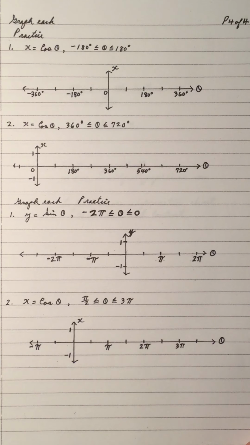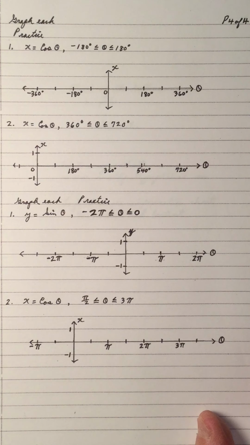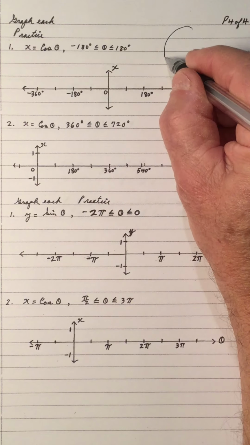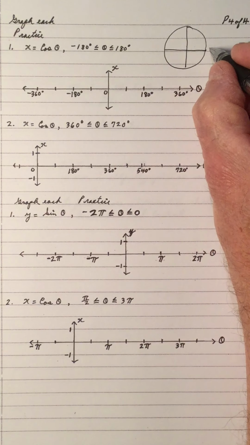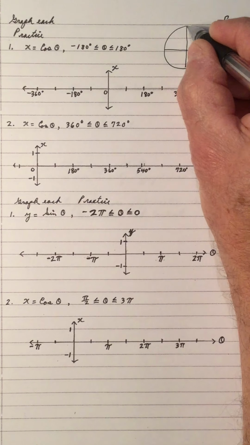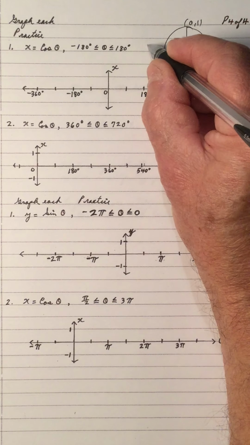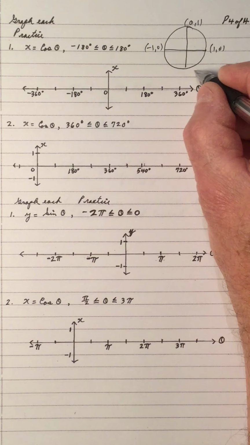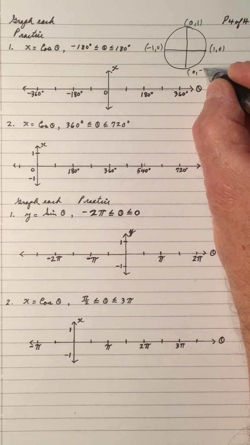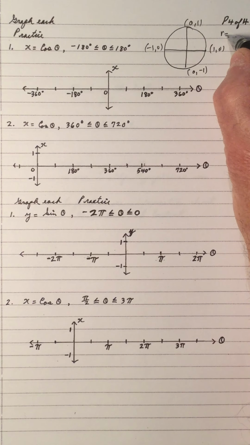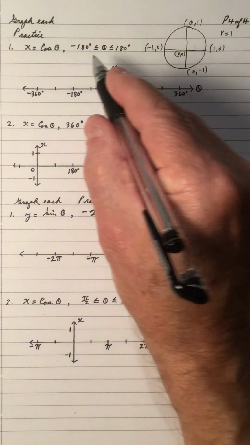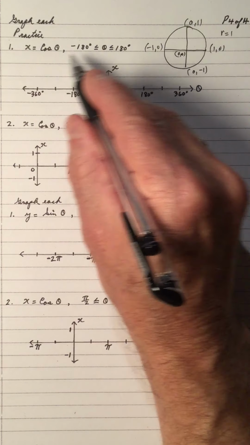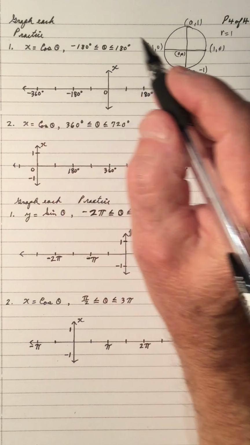And let's do some more graphing. Again, pause the video and see if you can graph these. And again, I like to have the circle in front of me so there's less confusion. 1, 0, 0, 1, negative 1, 0, and 0, negative 1. Remember, the radius is 1, center is 0, 0. So we're going from negative 180 to 180 for cos. The cos is the x.